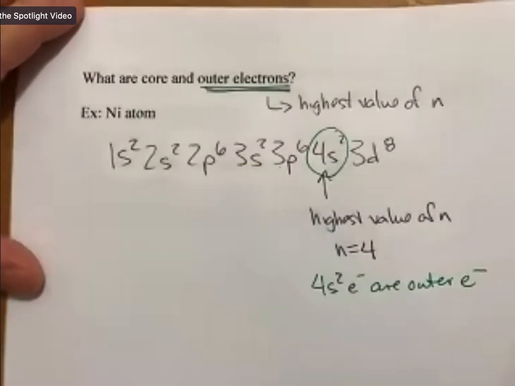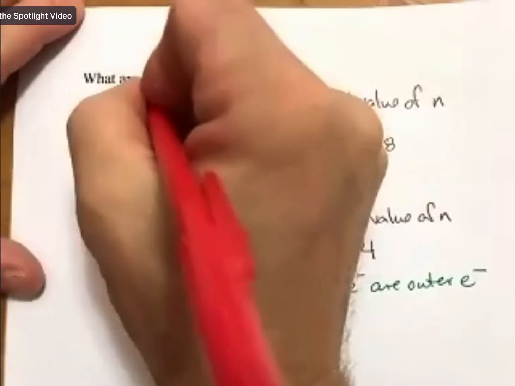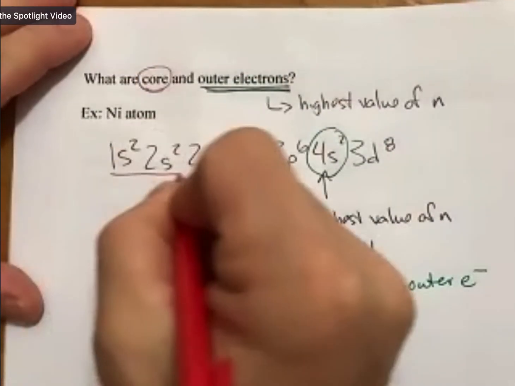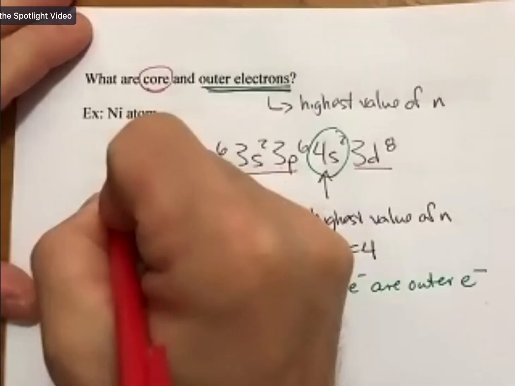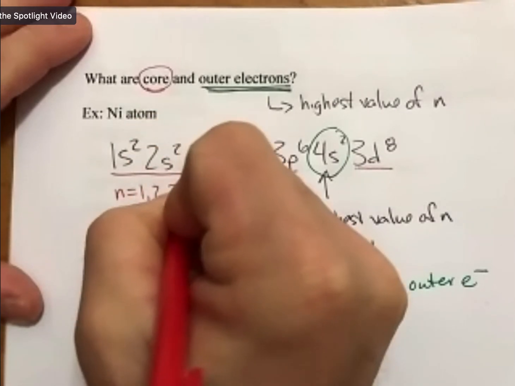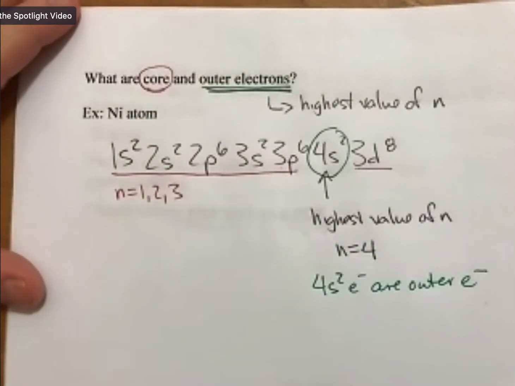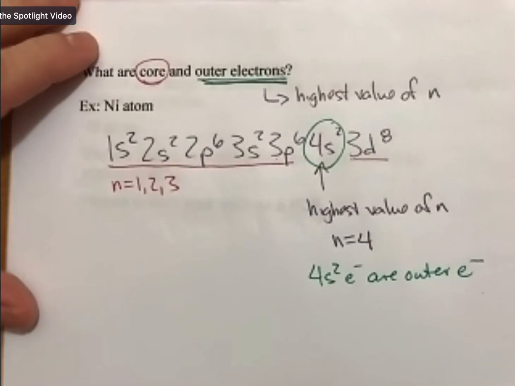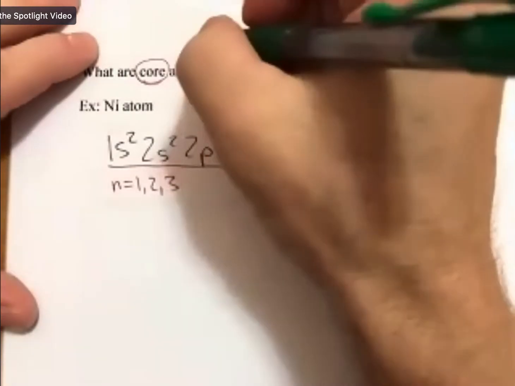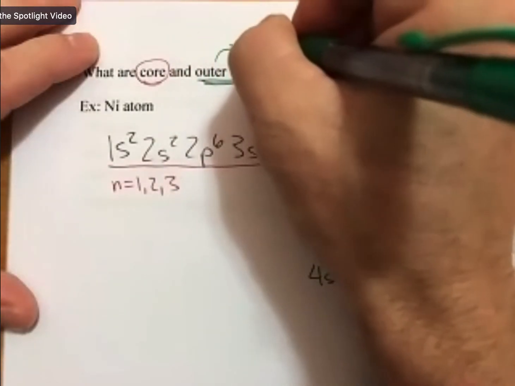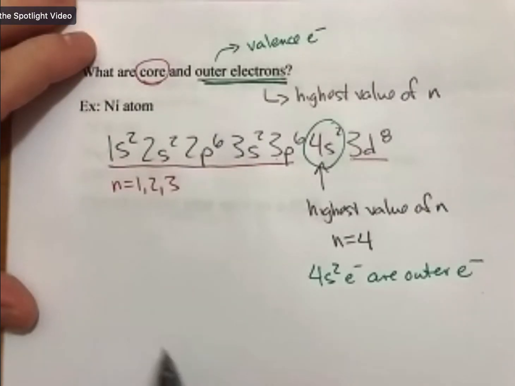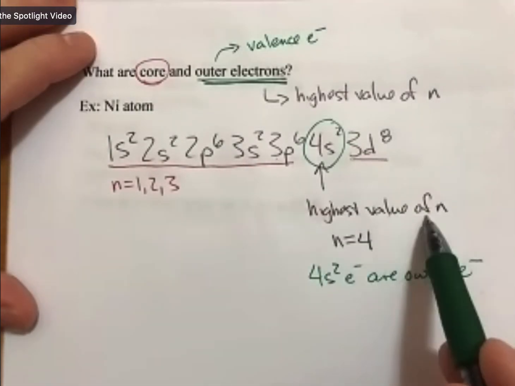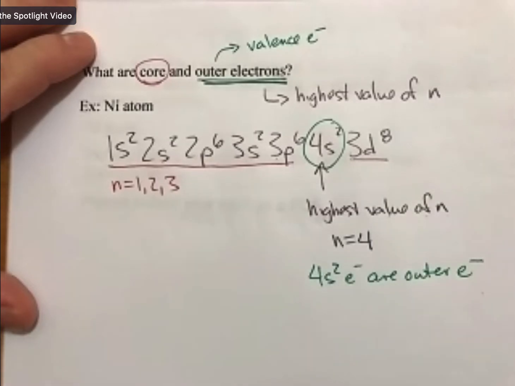And the core electrons are going to be the rest of them, for which n equals 1, 2, and 3. And this picture of why we call them core and outer electrons, in fact, we're going to have another name for the outer electrons. We're going to call them valence electrons. And again, we'll use the same definition, highest value of n, whatever that is.